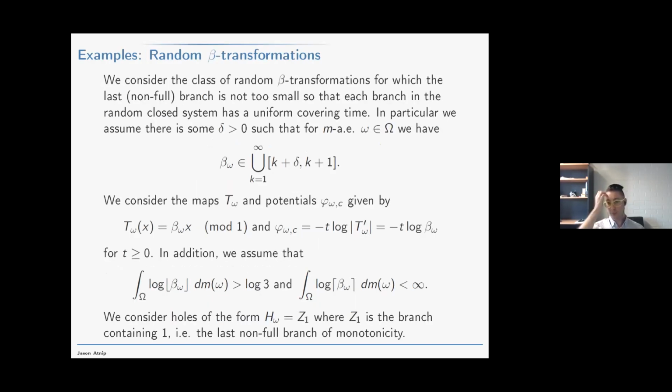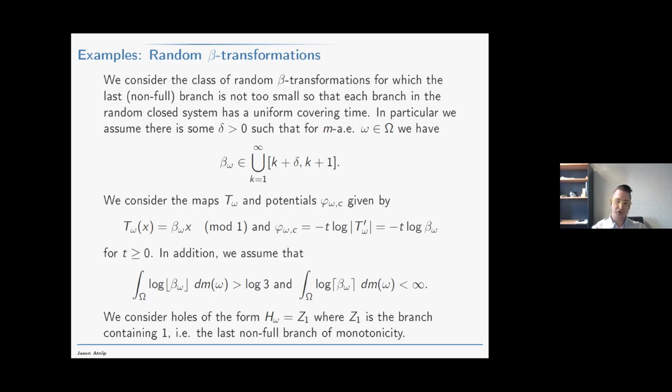Now, before things get complicated, let's talk about some simple examples you can keep in mind while we're going through this. So all the results we're going to talk about today will apply for this class of random beta transformations, which have no non-full branches which are too short. Okay, so I'll draw another very bad picture in a second so you can have something to keep in mind. But what we mean is that a beta transformation is: take any beta, say, on average bigger than 3. And we're going to consider the map beta_omega x mod 1. And I want to make sure that my beta_omega is such that the last non-full branch is not too small, which is what this condition that beta_omega is in this union of [k+delta, k+1] for some fixed positive delta is ensuring.